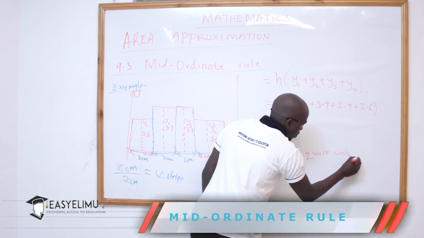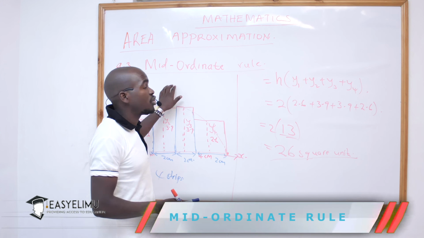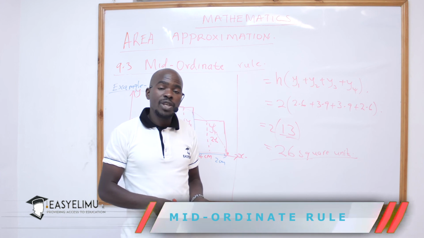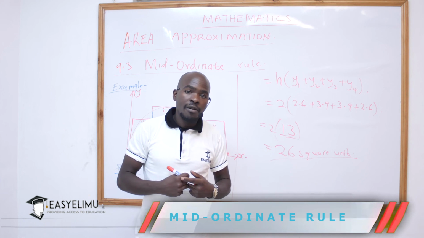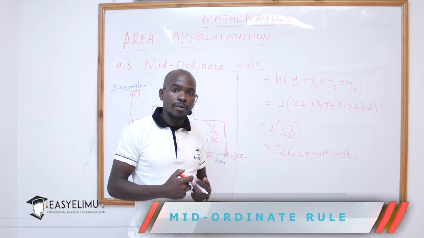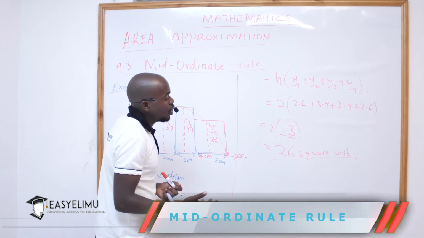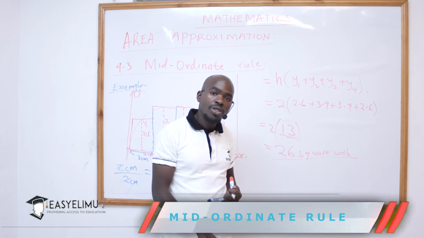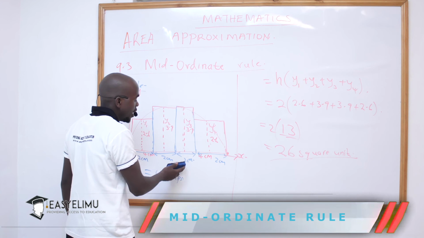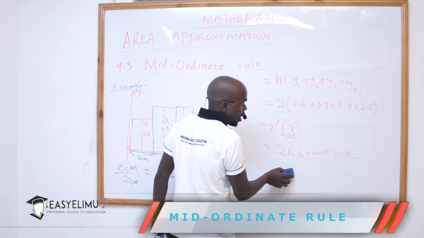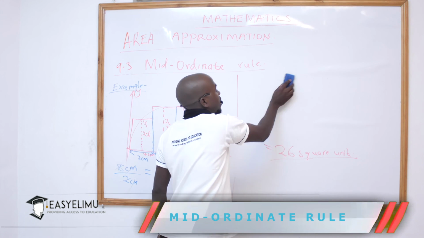We said that using the two methods, the midordinate rule and the trapezium rule, they are only used to approximate the area of a given figure or region. So they are only approximation methods. We can still find the actual area of this semicircle. We have found the approximate area using that method, but we can also find the exact area.